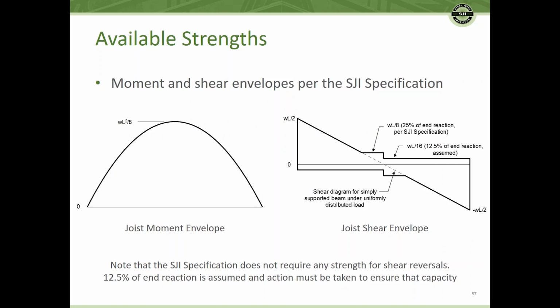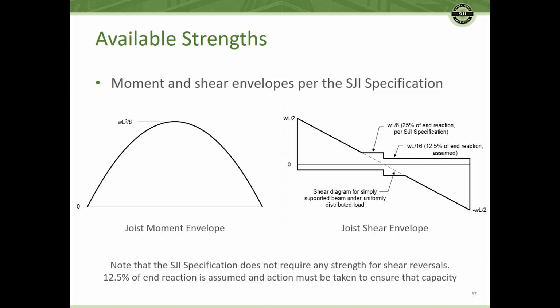So the required strengths are obtained as shear and moment diagrams from analyses that satisfy the requirements that I just went over. These moment and shear diagrams are then compared to the available strengths in the form of shear and moment envelopes. Here are the shear and moment envelopes for a joist. The moment envelope is a parabola with maximum value of WL squared over 8, W being the specified load capacity of the joist in either ASD or LRFD. The shear envelope is multilinear based upon the shear diagram for that same beam.